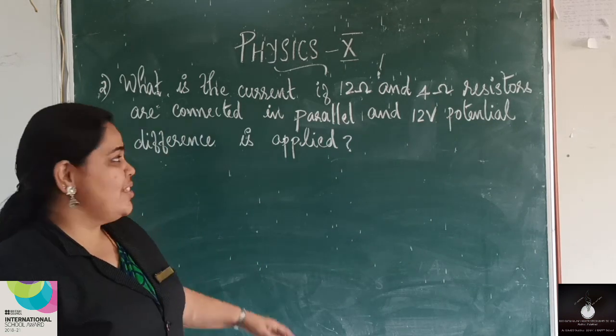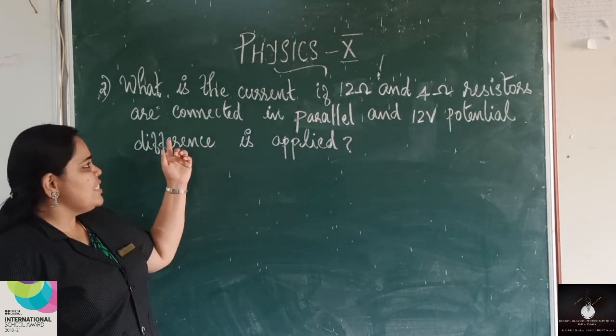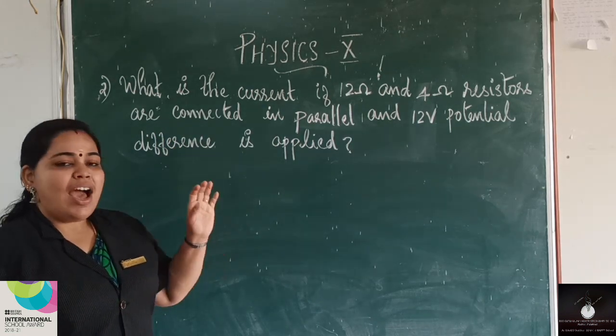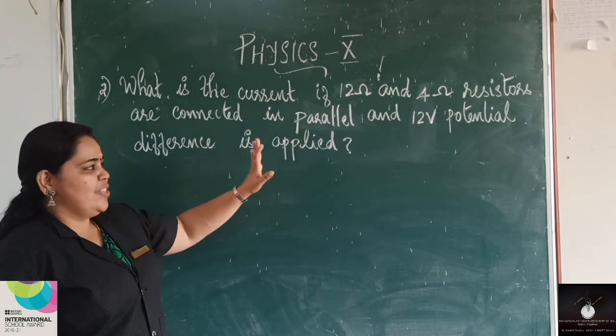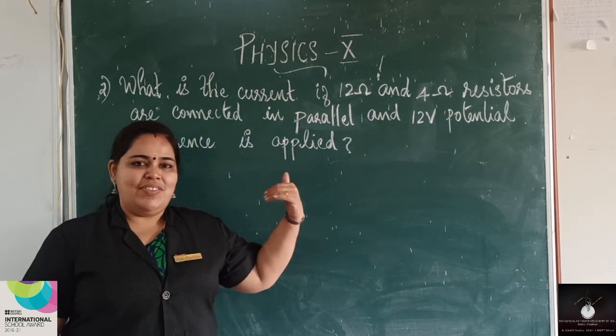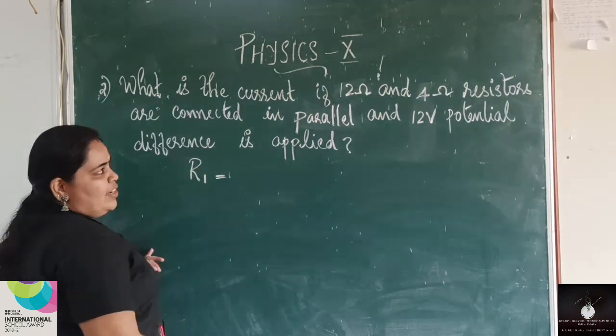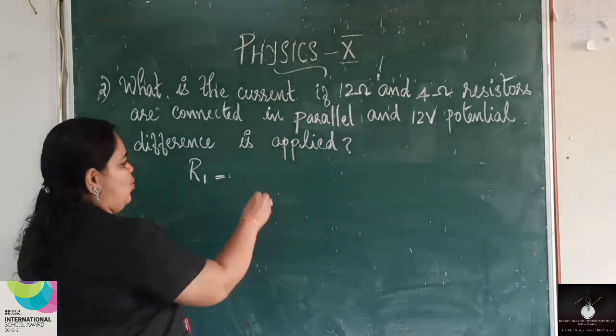Now, look at the second question. What is the current if 12 ohm and 4 ohm resistors are connected in parallel and 12 volt potential difference occurs? So what do you have to do now? You have to write out the values given in the question. Okay. So here R1 is given. How much is R1? 12 ohm.